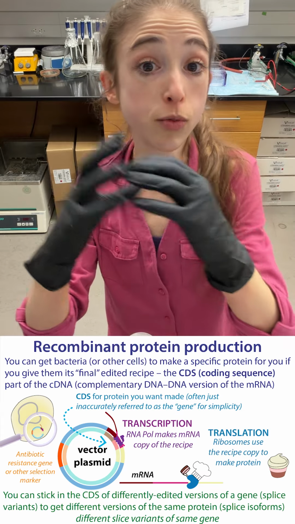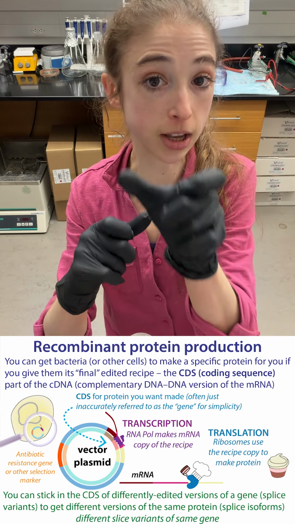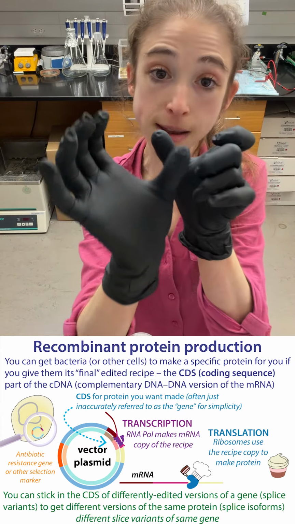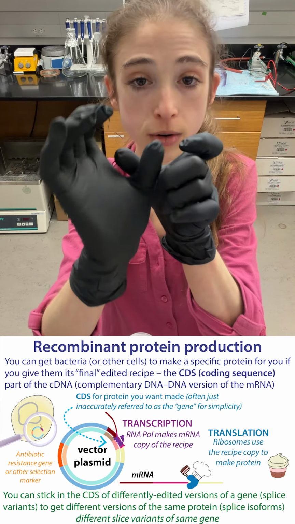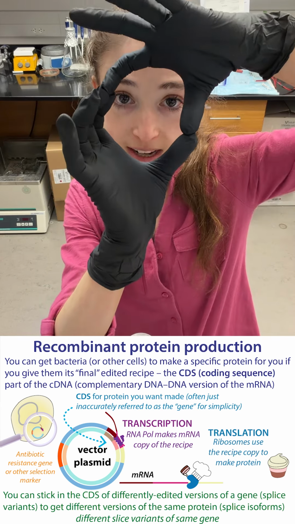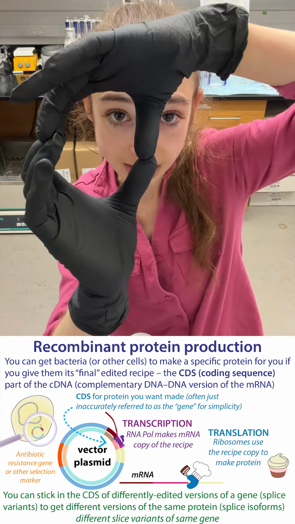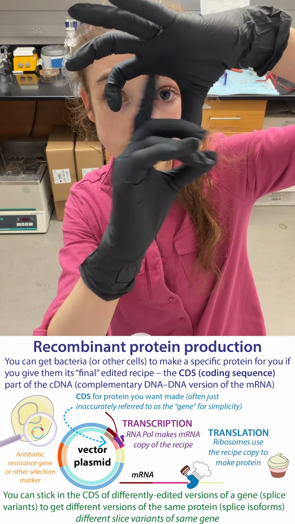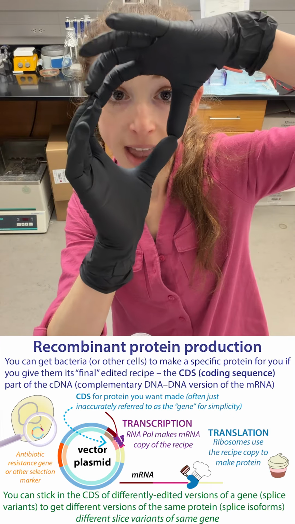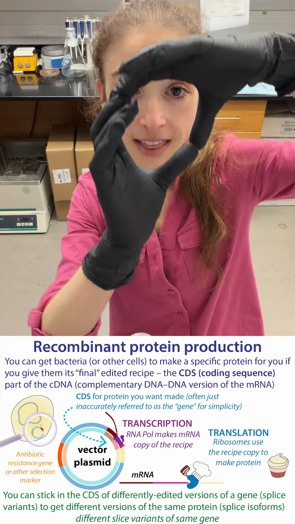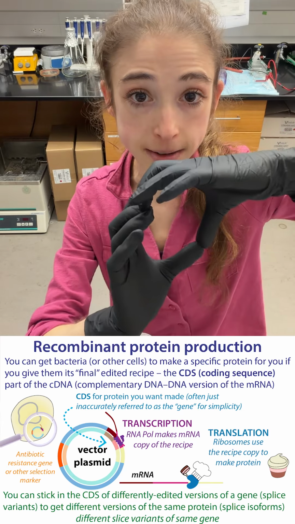So basically we recombine the instructions for making our protein with a plasmid vector backbone, and so we've got this circular piece of DNA that we can put into bacteria, and it contains the instructions for making our protein, and the bacteria take it in and then they make protein from it.